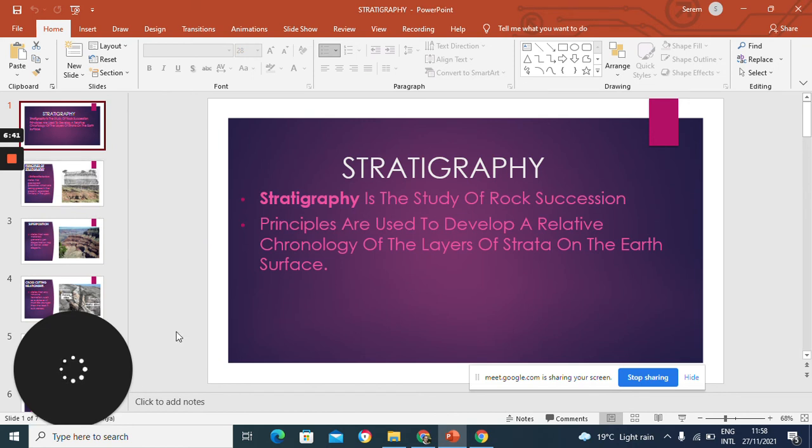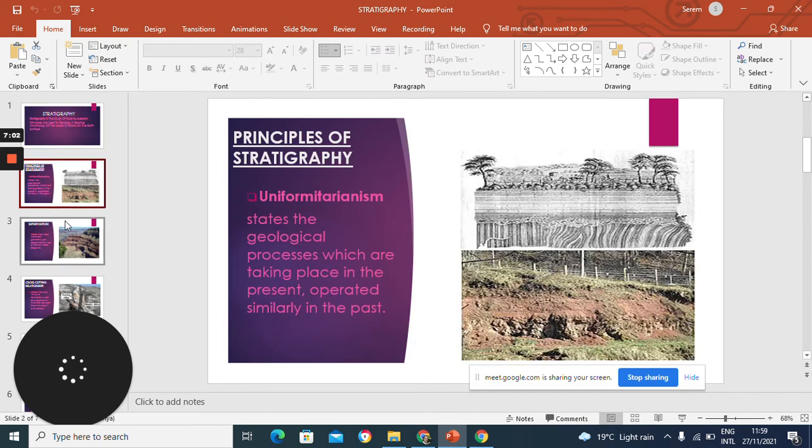Any other question? So class, as we wind up, I'm just going to quickly go through what we have learned today before I give you an assignment. We had a recap on stratigraphy, and then we looked at the principles of stratigraphy. The first principle we looked at is the principle of uniformitarianism, which stated that the geological processes existing today existed similarly in the past.